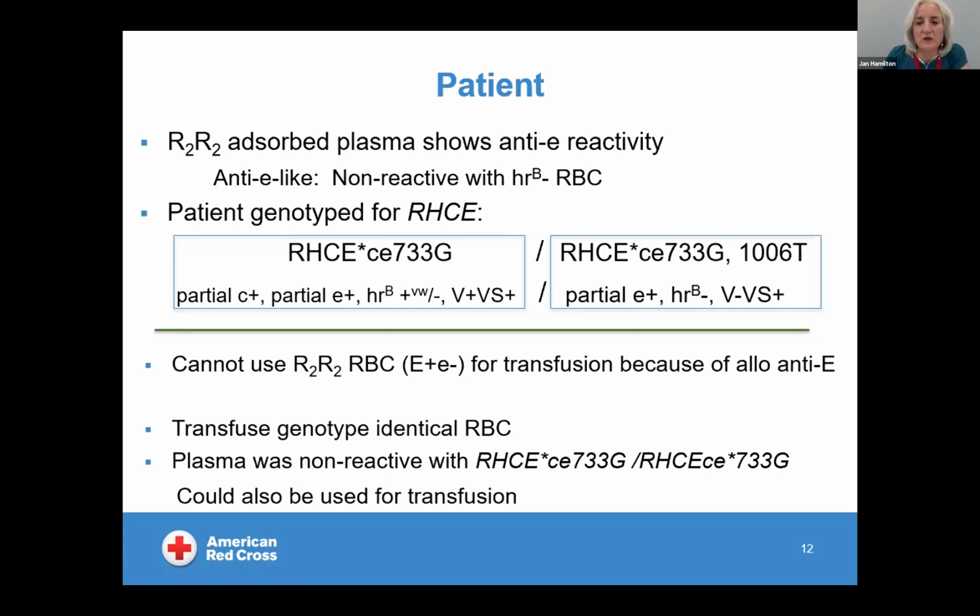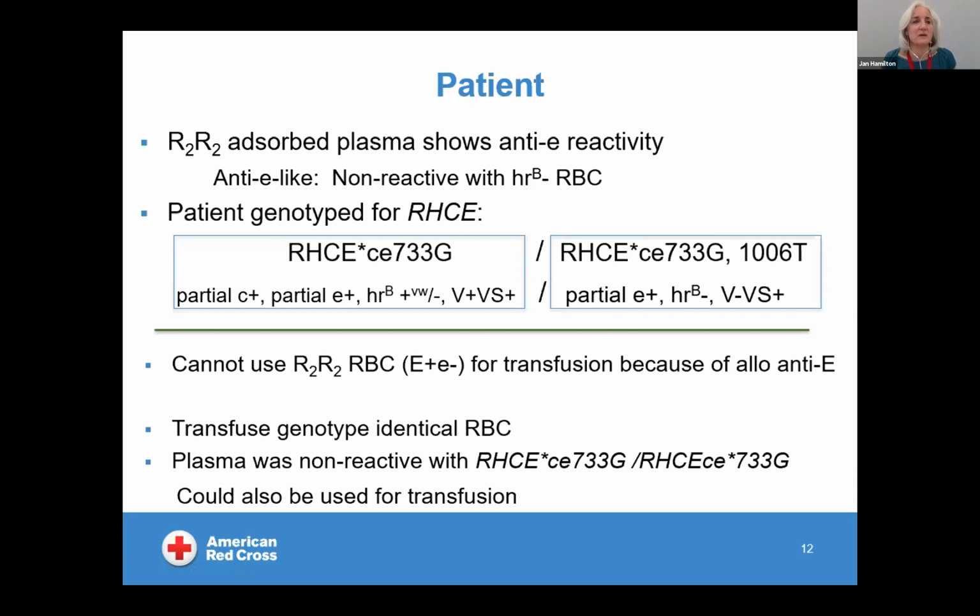1006T allele, which encodes for just a partial little e, no HrB, and only one of the low prevalence HrS antigens. So having this genotype information allowed the serology to be accurately determined as allo antibodies with apparent little e specificity. When it comes to transfusion, as I said, the HrB and HrS negative cells or little e negative cells are HrB negative and HrS negative.